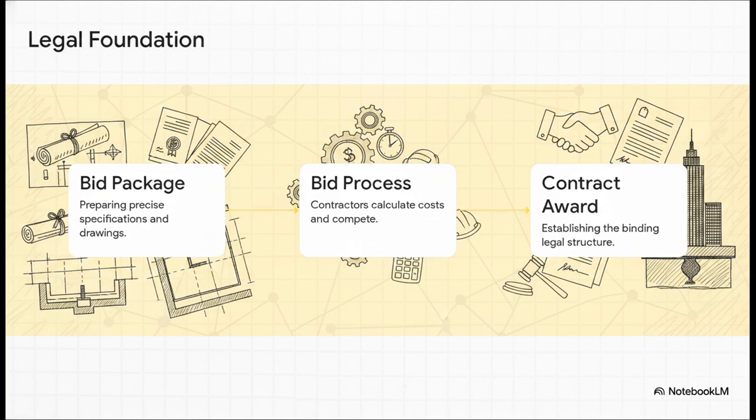Step 1 is preparing a comprehensive bid package, which includes the exact specifications, technical drawings, and contract requirements. Step 2 is the incredibly intense bidding process where contractors calculate their costs and compete for the job. And finally, Step 3 is the contract award and establishing the legal structure. The crucial takeaway here is that a skyscraper isn't initially built with steel. It's built on a foundation of airtight legal agreements and precise specifications.